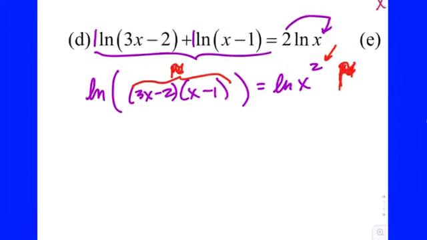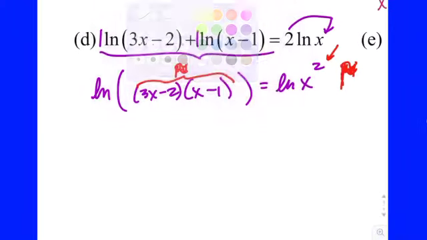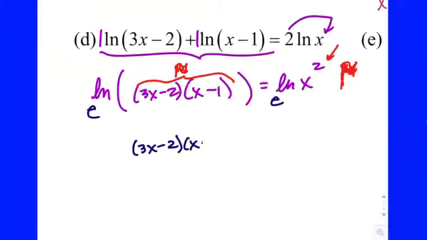Extraneous solutions, yeah. All right, now, from here, you have log equals log. You've isolated the logs on both sides. So mathematically, if you wanted to unnatural log something, how do you do that? Exponentiate it base e. You can e both sides like that, and you end up with just 3x minus 2 times x minus 1 equaling x squared. Okay, so that's one way to do it.